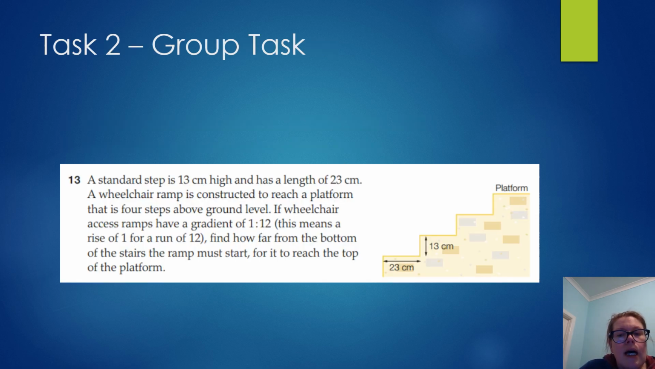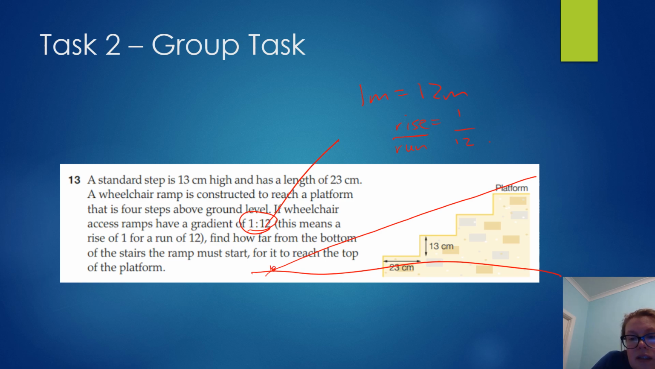And we solved this question in class. So it's just recognizing that we can write a gradient as a ratio. And what that means is that for every 1 meter you go up, you have to go across 12. So our rise is equal to 1 and our run is equal to 12. And then from that we can draw the ramp and work out the distance from the points that we needed to. And again, we solved it in class.